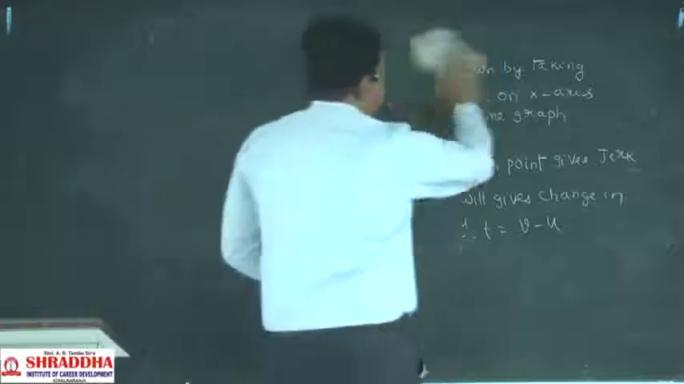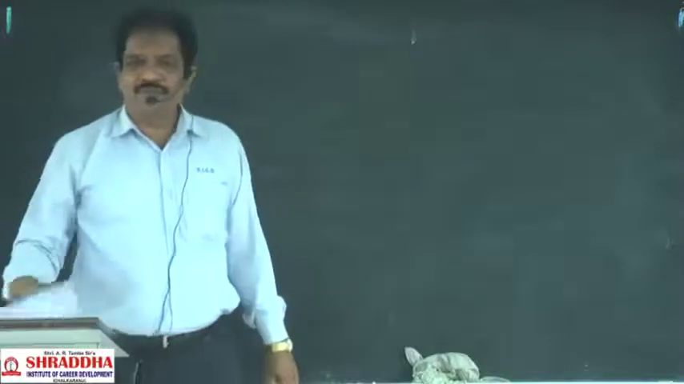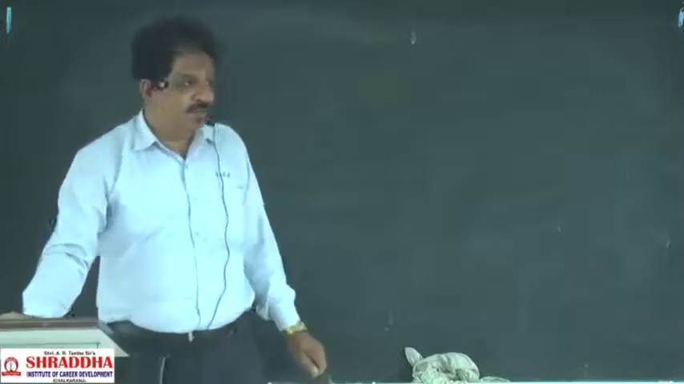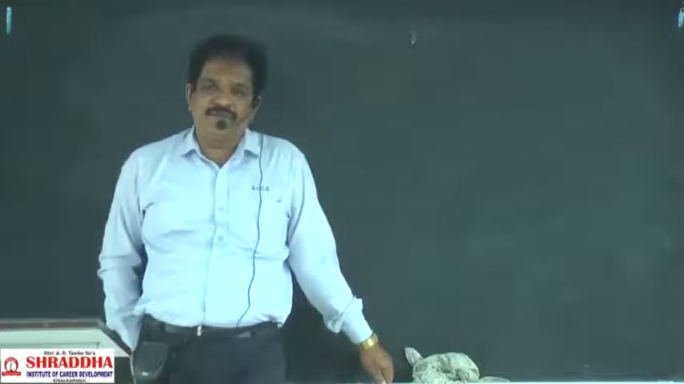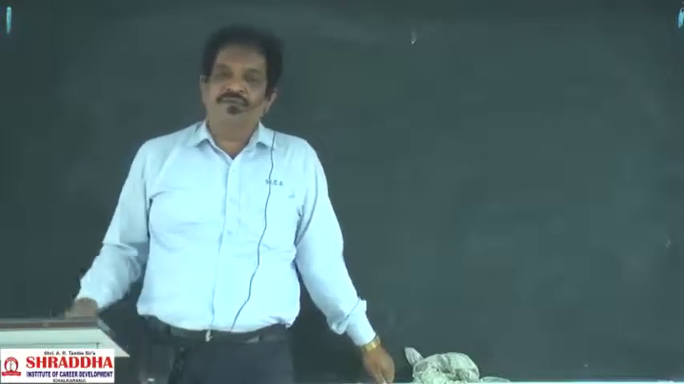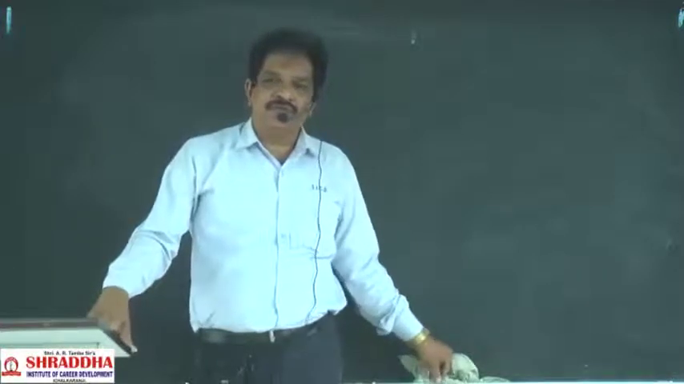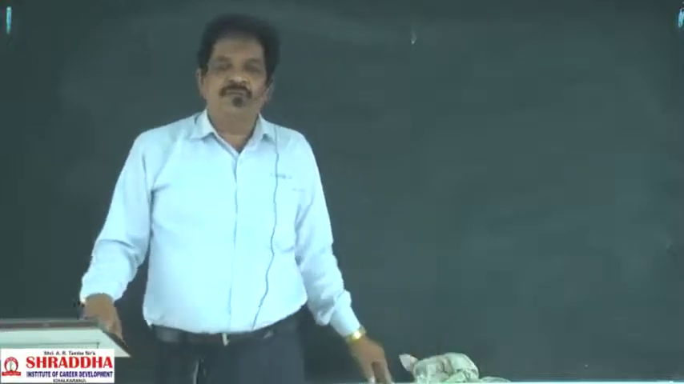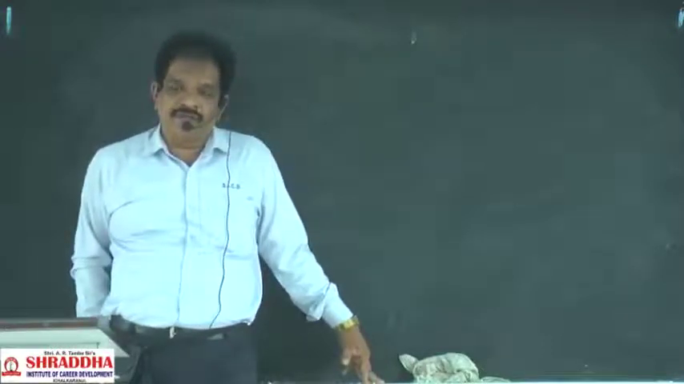Next. Yesterday we discussed about equations of motion. 4 equations of motion are there when a body is moving with uniform acceleration. What are the equations of motion? v is equal to u plus at, s is equal to ut plus half at square, v square minus u square is equal to 2as, Sn is equal to u plus a into n minus half. Then how to derive those equations?